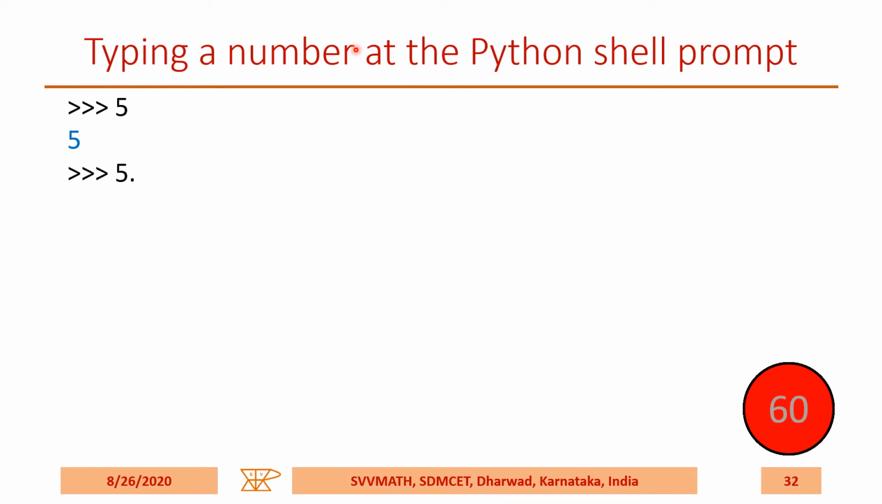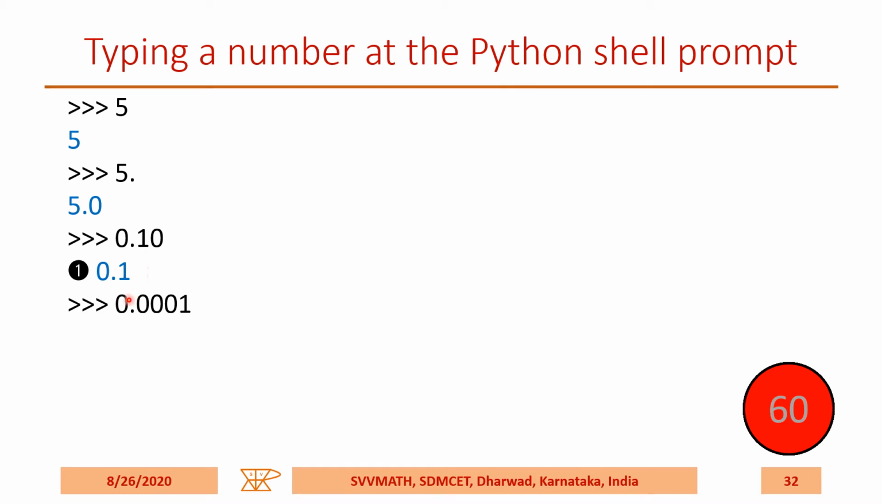Typing a number at the Python shell. For example, if I type 5 at the Python prompt, I'll get a 5. If I type 5 point, nothing else, and press enter, what will I get? You should practice. I'll get 5.0. If I type 0.10, what will I get? I'll get 0.1. The trailing 0 will not come.